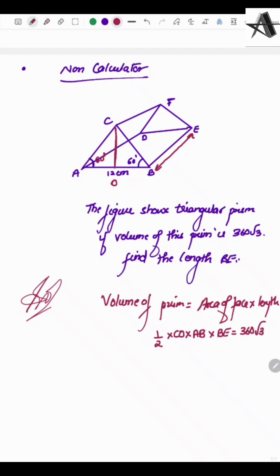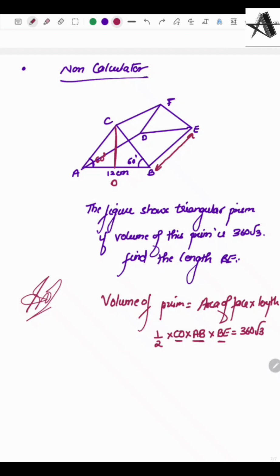From here, I get to know what is missing. AB we know, they have given 12. BE and CO are missing. BE is what we have to calculate. So the only thing remaining is that we need to find CO. This is the reason we always go in reverse order, which helps us in finding the answer.